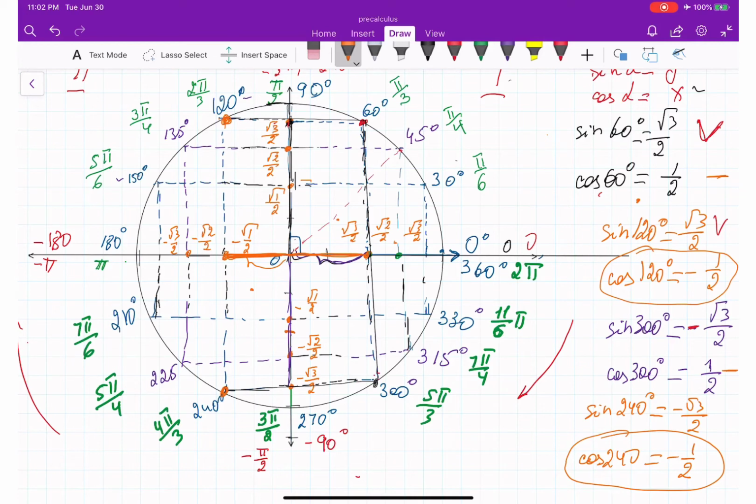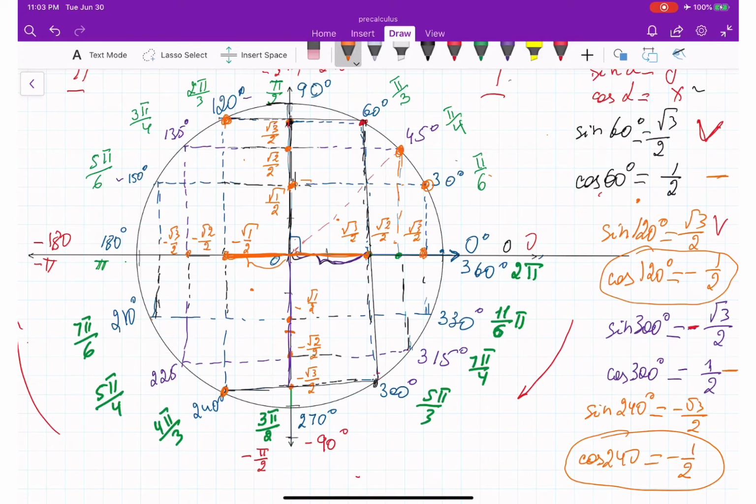Next one, I am looking for sine 45 degrees. Sine of 45 degrees is going to be square root 2 over 2. Cosine of 45 degrees, again, will be square root 2 over 2. Let me take 30 degrees, or pi over 6. Sine of pi over 6 is going to be 1/2, right? Right here. Cosine of pi over 6 is going to be square root 3 over 2.